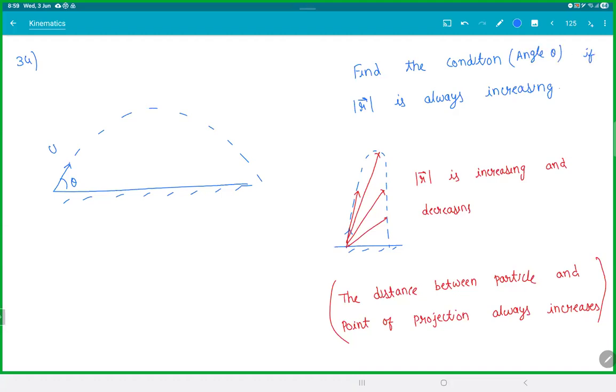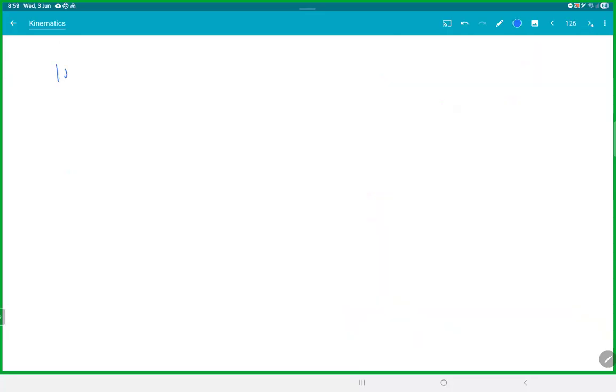There are two ways to handle this. One, you can go brute force. If you project horizontal, we are throwing from ground to ground. Don't change the question now. See, one way to do this is: take mod r bar, get the magnitude, and then you say d mod r by dt is greater than zero, isn't it? You will say the rate of change of that magnitude is always positive. That you can do, that goes long.